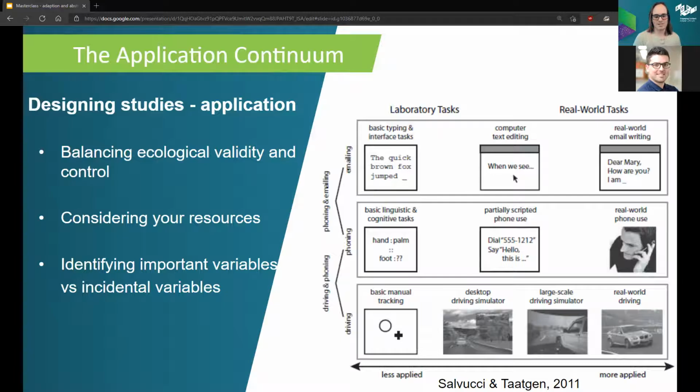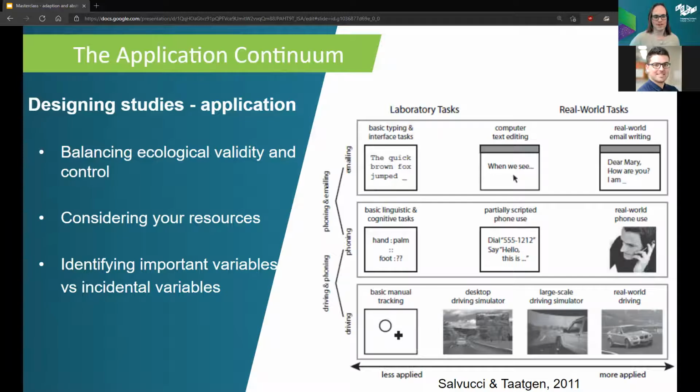Maybe there are certain questions that, if we don't have the full details, if we don't have the full real world application, we just won't be able to answer them. Or maybe we need some control because there's a specific variable we want to test. Maybe we need lots and lots of control because there's too much context in the full version. We want to look at some key component. In any of these cases, it's also important to consider the resources available to us.